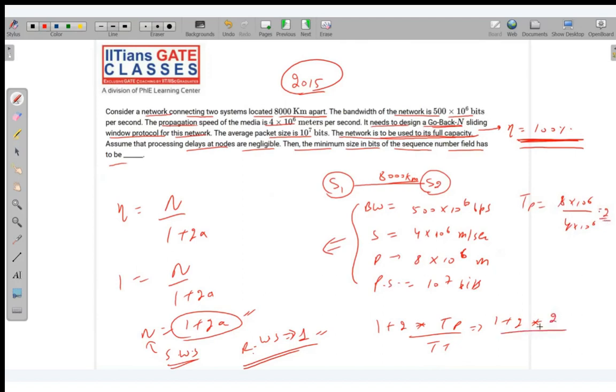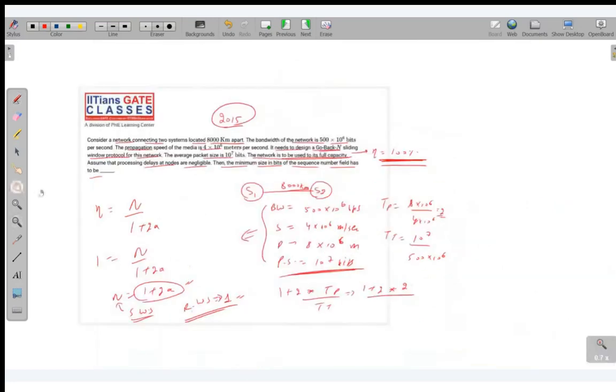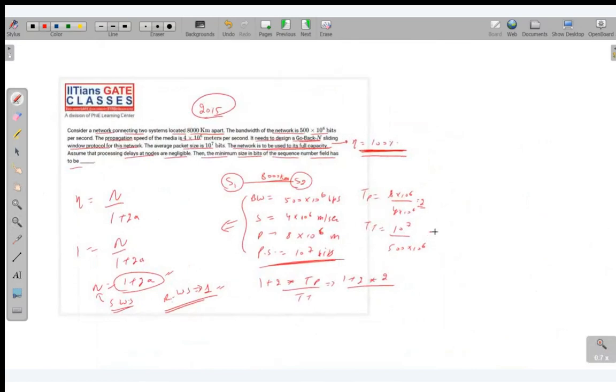And what about transmission time? Transmission time is message size upon bandwidth. What is the message size? 10 to the power 7 bits. Packet size or message size, one and the same thing. Message upon bandwidth, and the bandwidth is 500 into 10 to the power 6. So 10 upon 500 comes out to be 1 upon 50, that is 20 milliseconds.